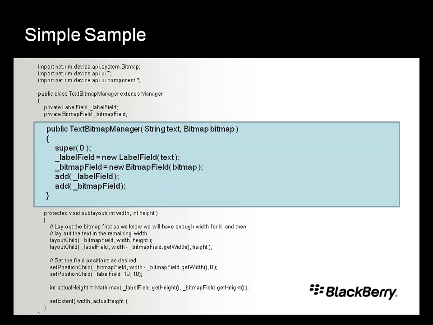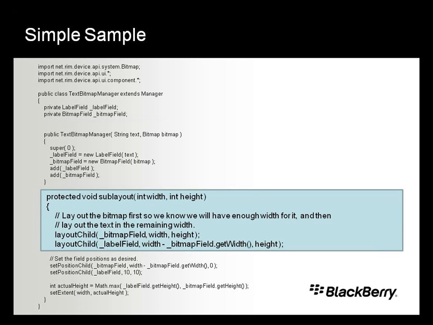In order to create better looking applications and have better control of how these components are laid out, we have to use a custom manager. Our text bitmap manager extends the manager, and in its constructor we pass two arguments, the text and the bitmap. We create a new label field and a new bitmap field, and we add those two to our manager.